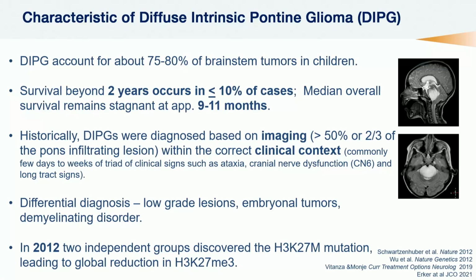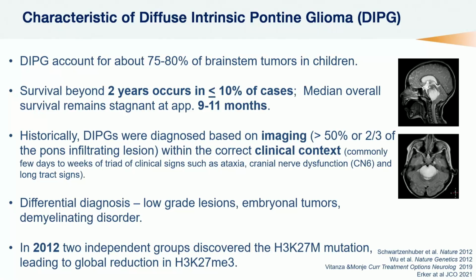Historically, as many of you know, DIPGs were diagnosed based on imaging and within the right clinical context. The most common presenting symptoms of DIPG are a triad of clinical signs that include ataxia, cranial nerve dysfunction, as well as long tract signs. And there is a differential diagnosis we need to consider when we see brainstem lesions, and these include low-grade lesions, embryonal tumors, or also demyelinating disorders.